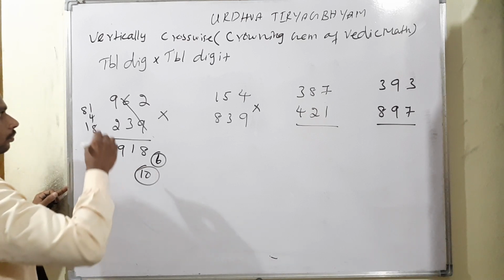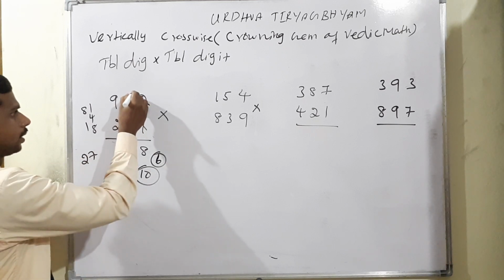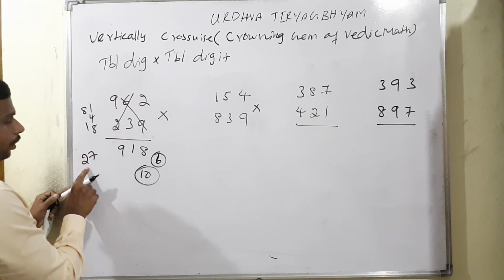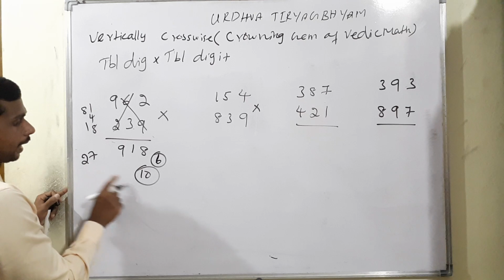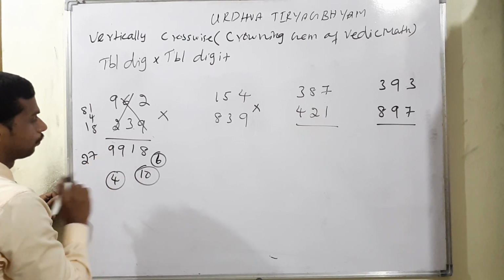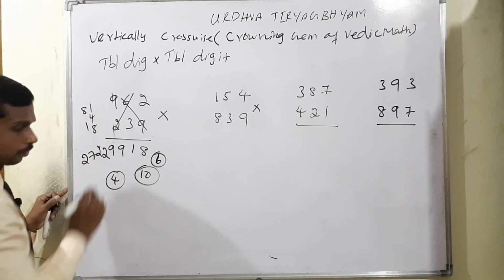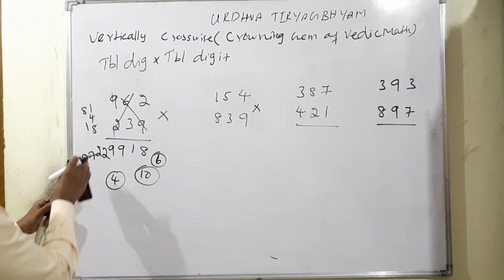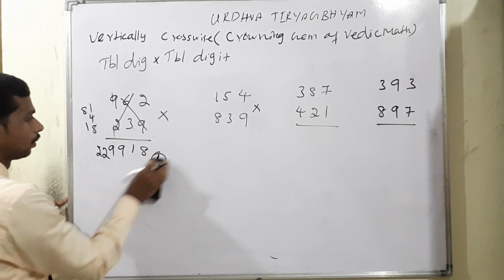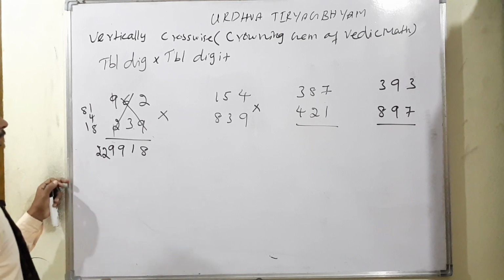Now next one, 9 3s are 27. 27, 2 6 are 12. 27 plus 12 is equal to 39. 39 plus 10 is equal to 49. Therefore now we have carry 4 is there. So 9 2s are 18. 18 plus 4 is equal to 22. So answer we have 22 9918, isn't it? Check it once again.